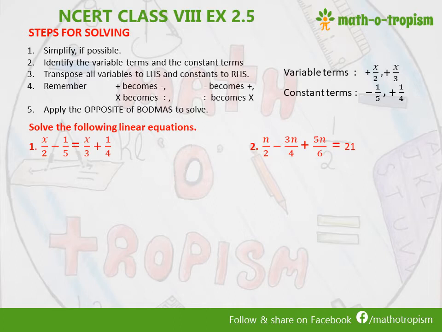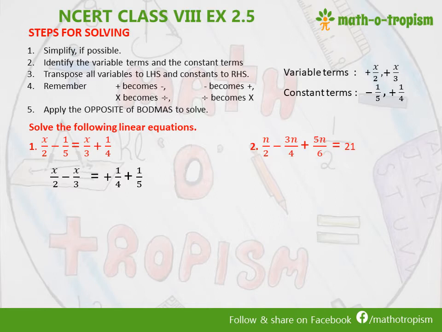So it becomes x by 2, plus becomes minus, so minus x by 3 is equal to, first you write the constants which are there on the right hand side, so plus 1 by 4, and then take the transposed term. So minus 1 by 5 becomes plus 1 by 5.